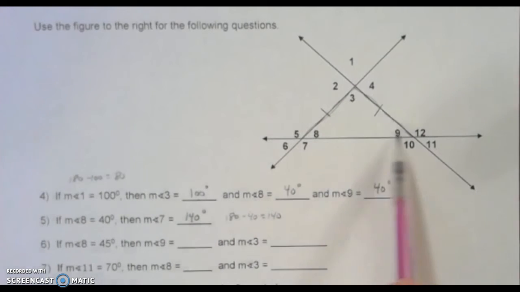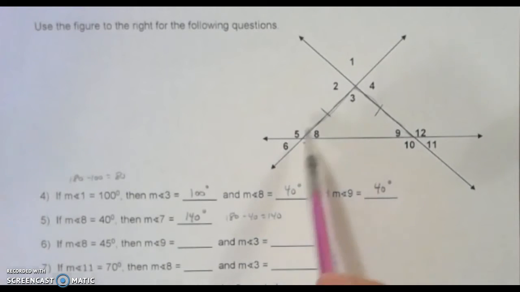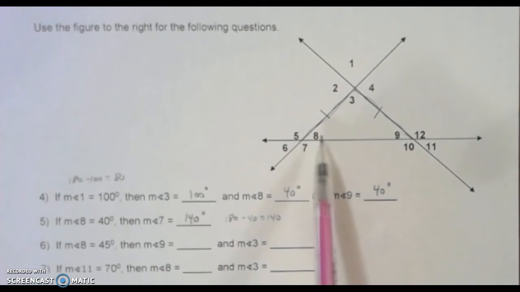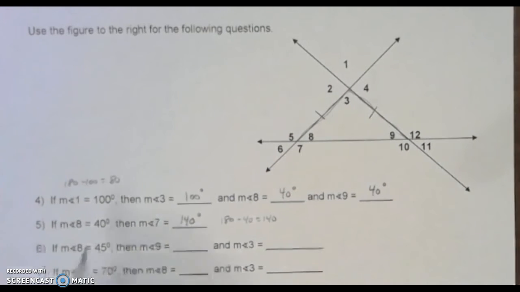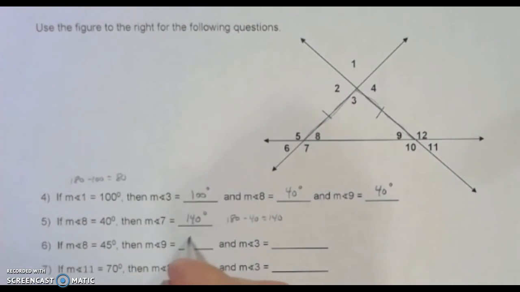In number 6, if the measure of angle 8 is 45 degrees, then the measure of angle 9 is blank, and the measure of angle 3 is blank. Angle 8, angle 9, and angle 3. Those are the three angles again in this isosceles triangle. And remember we said before that angle 8 and angle 9 are the base angles, so they're congruent to each other. So if angle 8 is 45 degrees, then angle 9 is also 45 degrees.